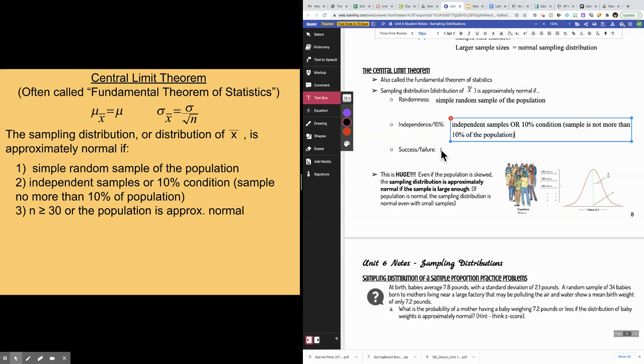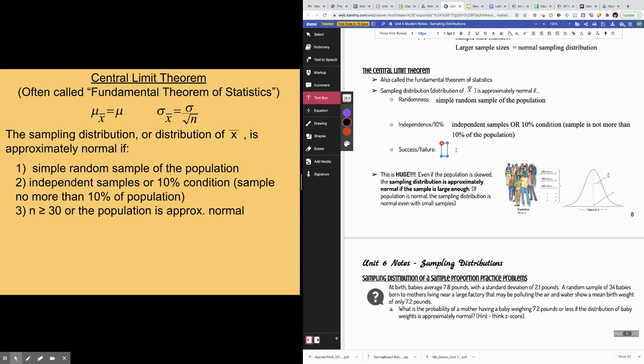Okay, and then the last condition you'll remember from proportions, I called success fail. Because when we were dealing with proportions, you had the number of successes. You had a formula for number of successes and a formula for number of failures. Okay, with means, some people will call it success fail, and typically you'll hear me call it success fail, but other people will call it the large counts condition. So same thing, okay? Success fail, large counts, it means the exact same thing.